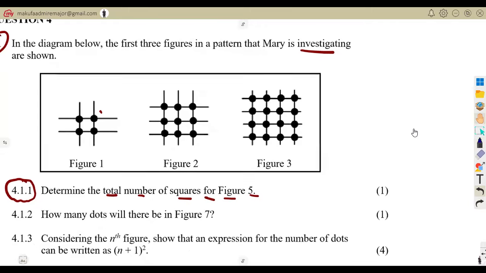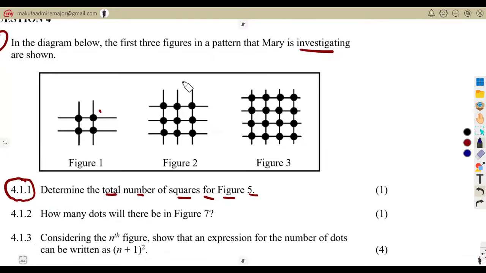What is happening with the number of squares in each? The first one, fig 1, we're talking about the squares that we see. It is only 1. In fig 2, how many squares? 1, 2, 3, 4. There are 4 squares. In fig 3, 1, 2, 3, 4, 5, 6, 7, 8, 9. There are 9 squares. What is happening between the figure and the number of squares?